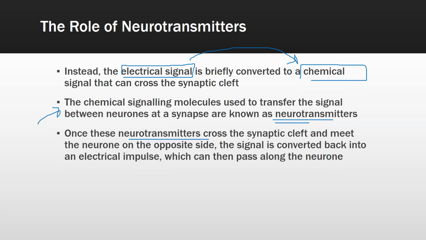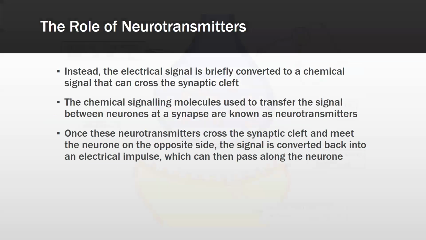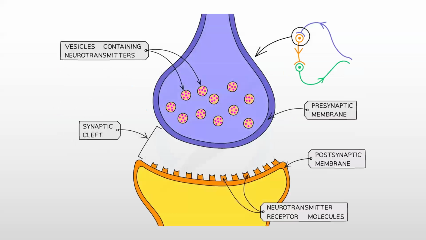Once these neurotransmitters cross the synaptic cleft and meet the neuron on the opposite side, the signal is converted back into an electrical impulse which can then pass along the neuron. Now you have neuron 1 and neuron 2. This is the part we call the presynaptic membrane. And this is the part of the other neuron which we call the postsynaptic membrane. What is this middle space? This is your synaptic cleft.